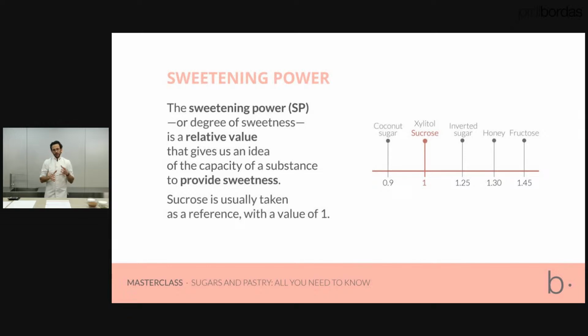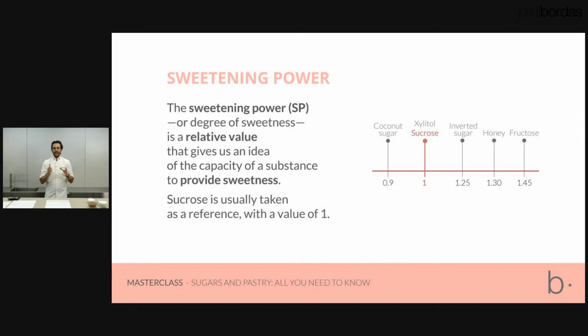And then if we move to honey, in honey we have 1.30 and fructose 1.45. That means that each sugar that we can use in pastry has different properties, different capacity to give us sweetness in a recipe. If we want to reduce the sweetness in one recipe, as I was explaining, imagine that we have 20% of sugar and we want to reduce the sweetness, keeping the same structure, the same dry extract in our recipe.